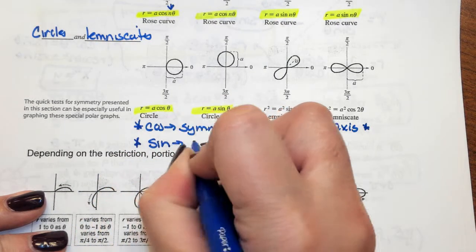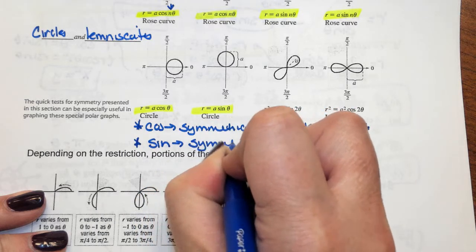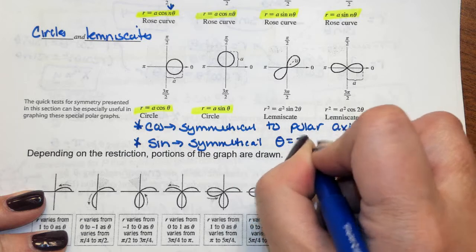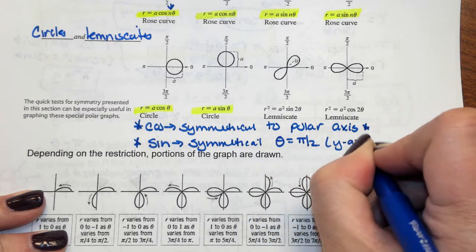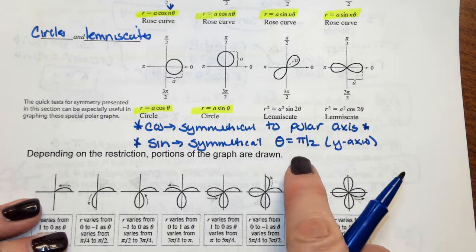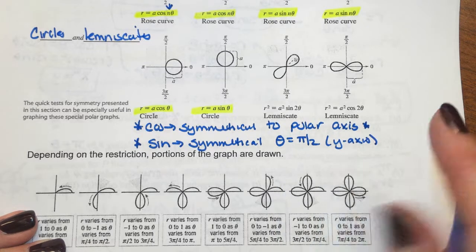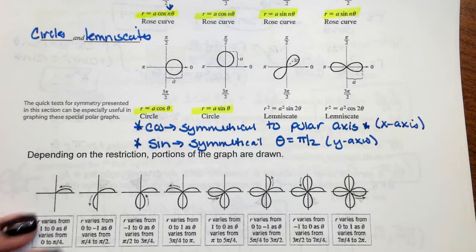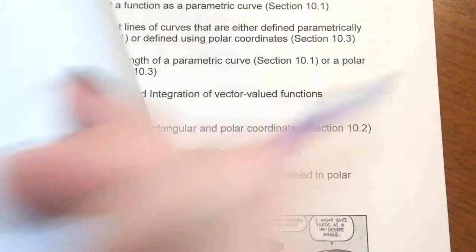Sines are symmetrical with the line theta equals pi over 2, or what you think of in rectangular as the y-axis. We don't have a special name for the line theta equals pi over 2, the y-axis. Polar axis, remember, is what you think of as the x-axis. So let's take a look at some examples.